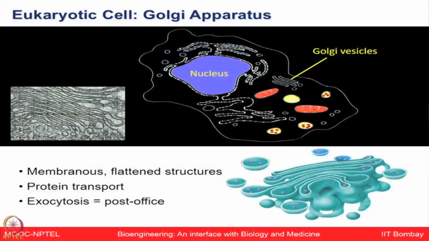Let us now talk about the Golgi apparatus. Again, the Golgi apparatus is one of the membranous flattened structures which helps for protein transport, and it is also helpful for exocytosis, which is like the post office work it does. It is very much involved in how proteins can be transported from one part of the cell to another, and it works very closely with the endoplasmic reticulum, especially the smooth endoplasmic reticulum.